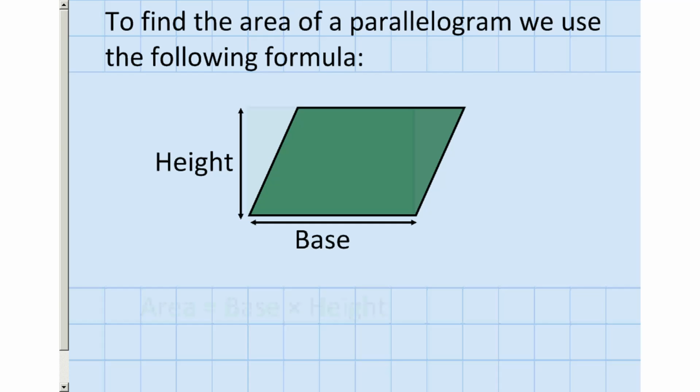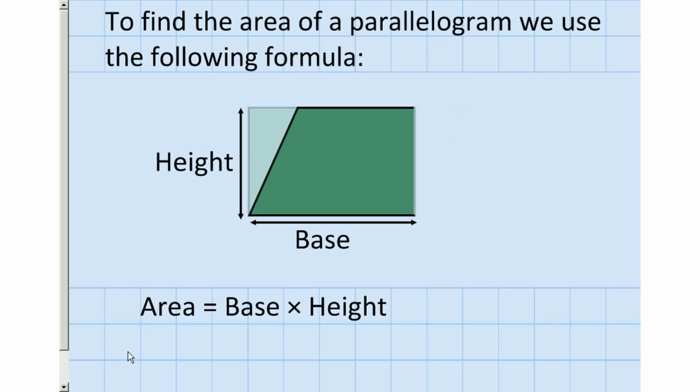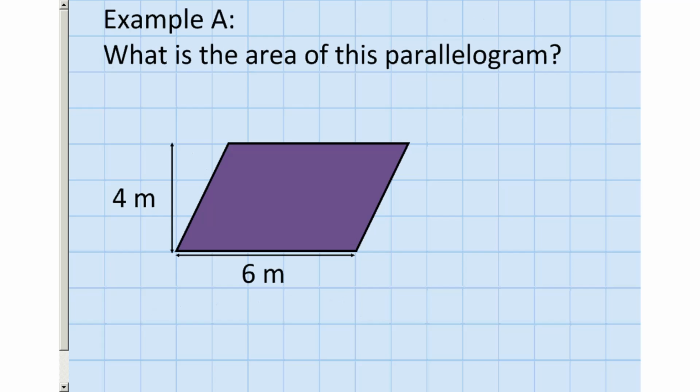Now the way we work out the area of a parallelogram, it's a very simple formula. All we need to do, if we've got the base of the parallelogram and the height, is to multiply them together. So the area is base times height. And the reason it's that is because we can actually change a parallelogram into a rectangle by cutting off the triangle at the end and sticking it on the other side. So we actually get a rectangle that's got dimensions of base times height, so we just multiply them together as before.